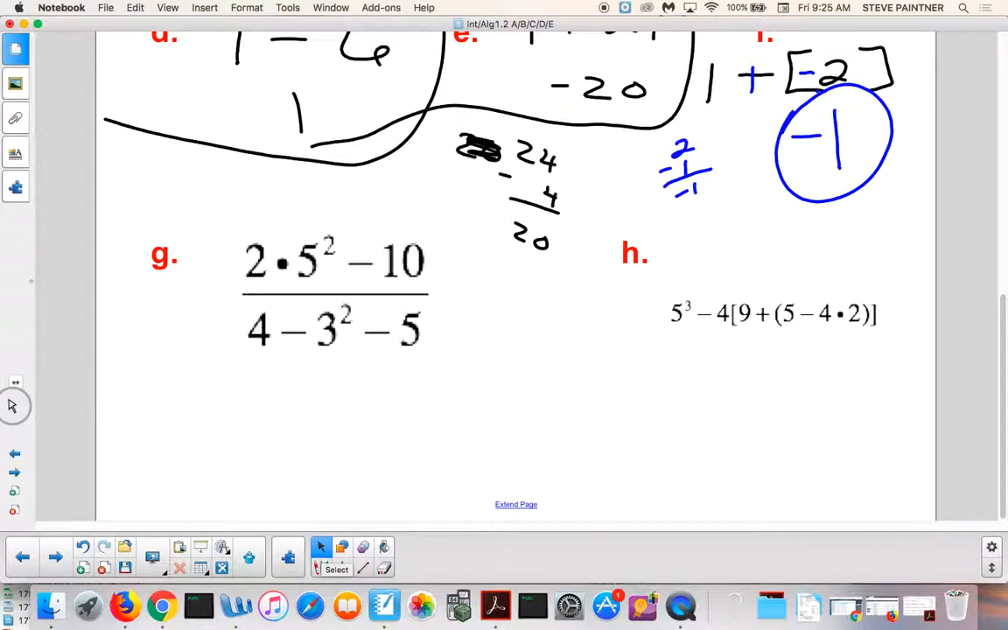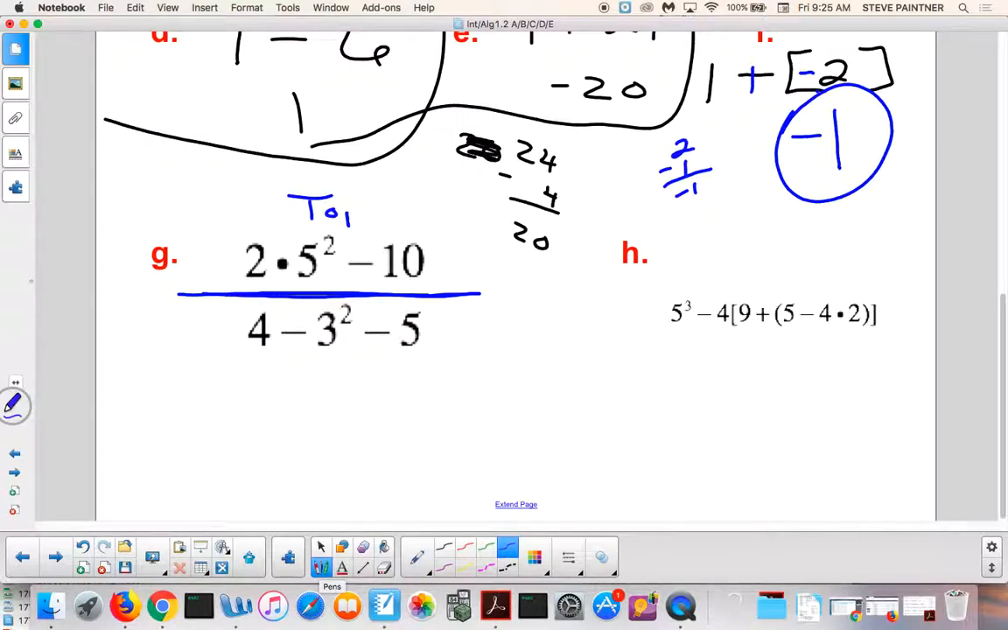Do you see grouping in G? Parentheses, brackets, anything? Let me ask again. Do you see grouping symbols? No. Let me ask again. Oh, yes. The line. Yes. The line does something. See that? That's a fraction bar or a division. There is grouping. You know what they want you to do?